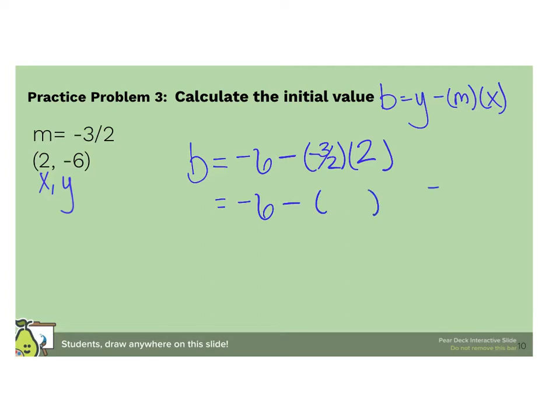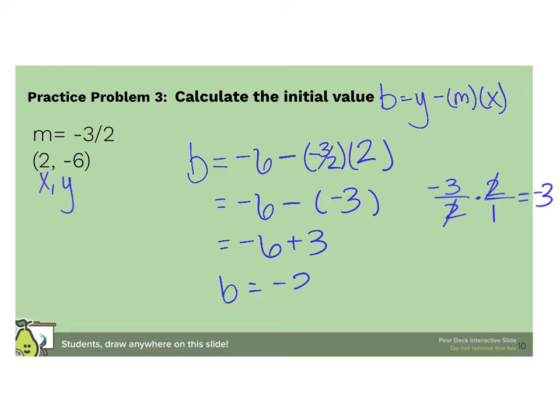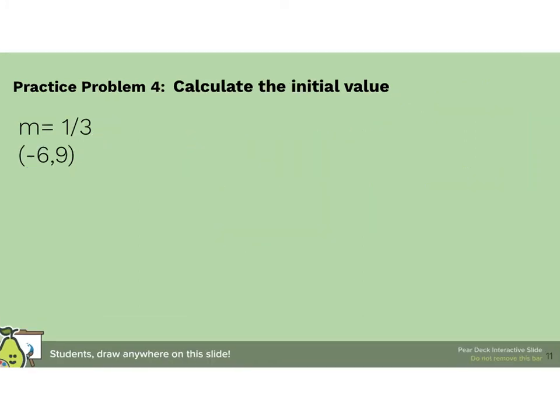So now I'm going to, off to the side, multiply out -3/2 times 2. The 2's divide out. This gives me just -3. Simplify. -6 minus minus means plus. Bring the 3. B is -3.